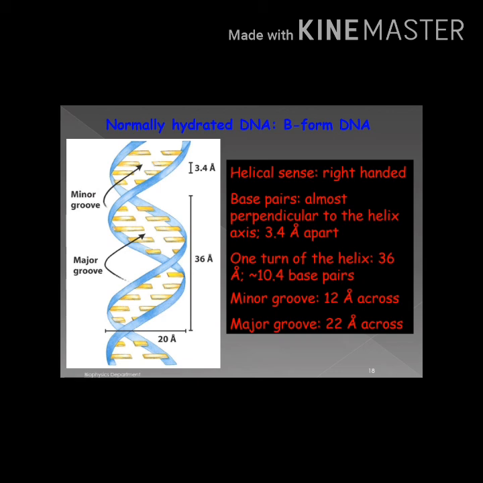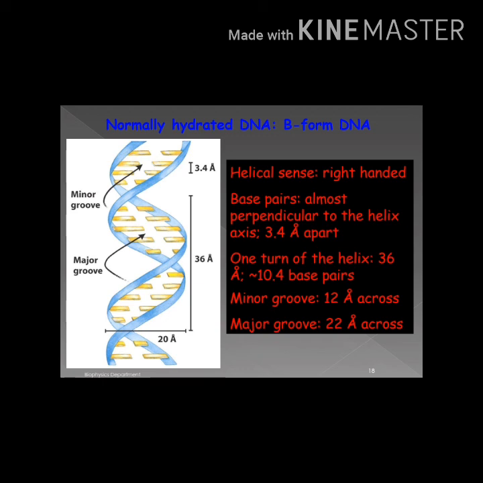So as we have discussed, major groove and minor groove. The major groove has a 22 Armstrong distance across the helical structure, whereas the minor groove has a 12 Armstrong distance in the helical structure. As we have also discussed, these two strands are combined with each other in anti-parallel direction.